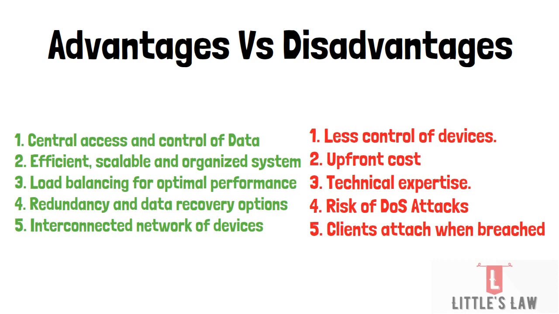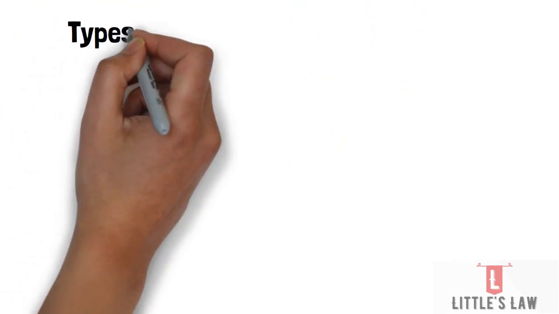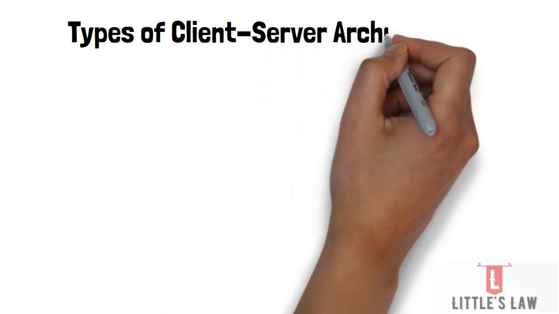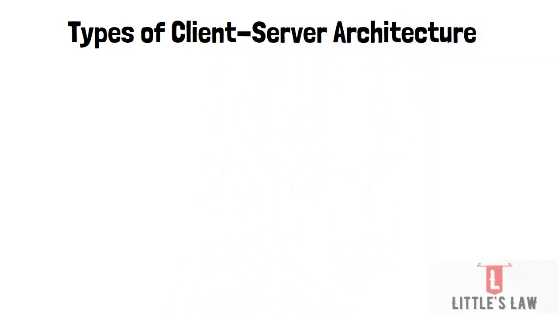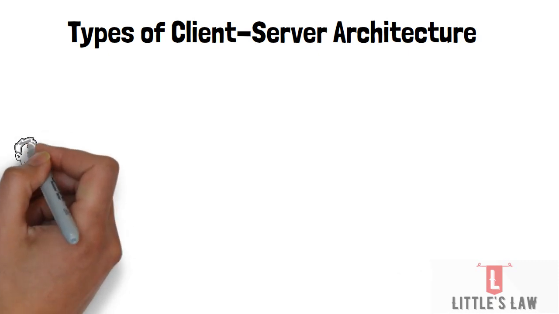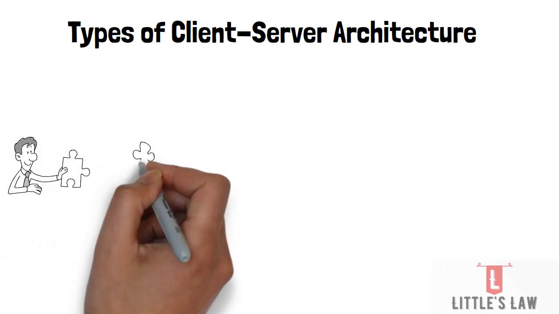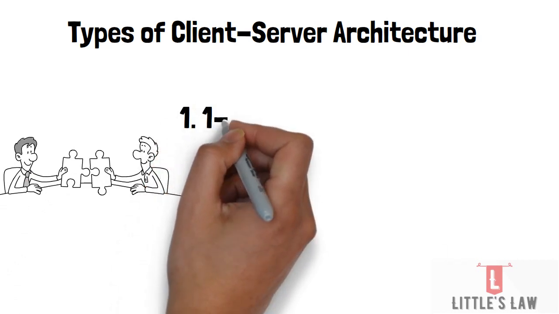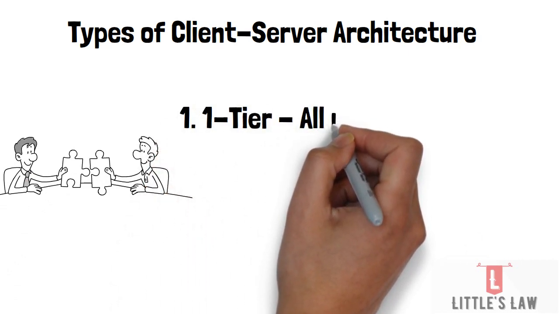And if you are comfortable with the advantages, you can choose the client server model. And in case you are not, you can ignore the client server model and go for the next options. So let's now see the different types of client server architectures. There are 4 types of client server framework, showing how the client server relationship evolved with networking advancements.